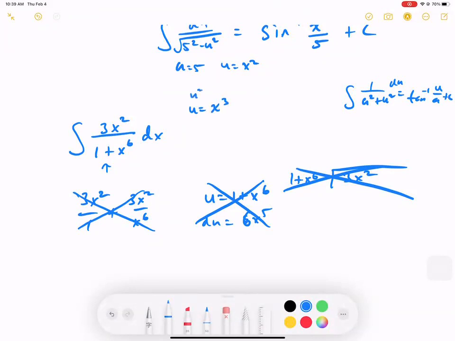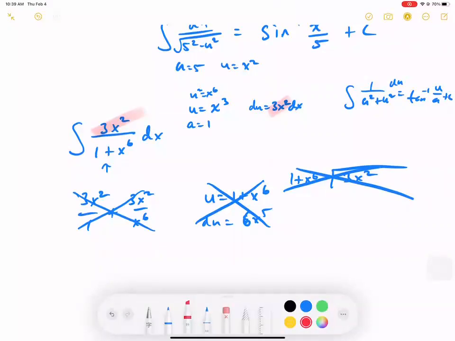Because u squared is x to the 6, u is just x cubed. Our a value, just so we have it, is just 1. Nice and simple. Let's take the derivative of u. du is 3x squared dx. Hopefully you have noticed by now that the 3x squared is going to get rid of this other 3x squared nicely.